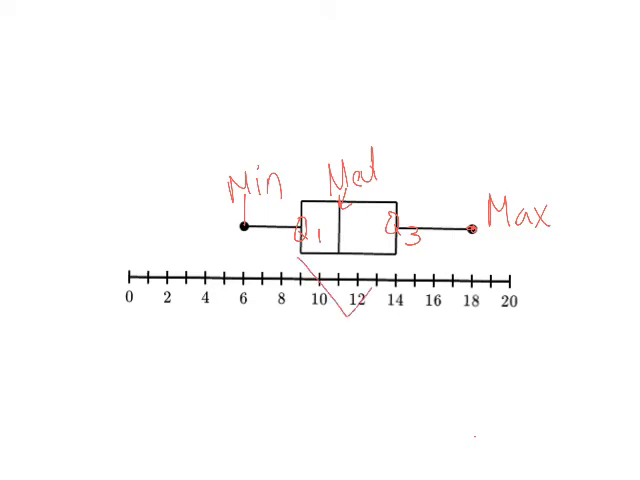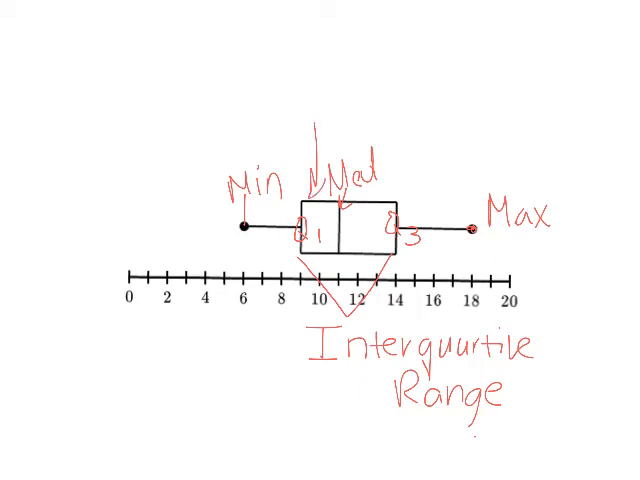Interquartile range is the third quartile minus the first. Median is the median of the whole data set. The first quartile is the median of the first half. Third quartile is the median of the upper half.